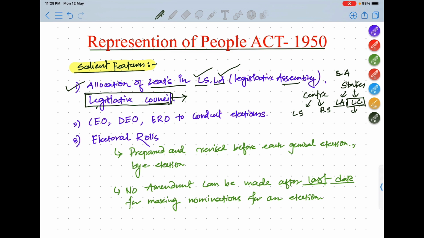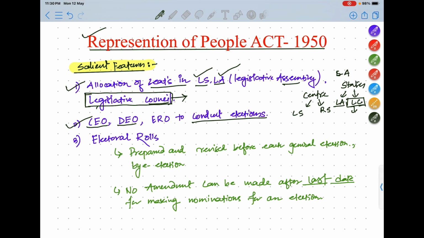see, Representation of People Act also creates posts or gives responsibility to the Chief Electoral Officer, District Electoral Officer, okay, etc. to conduct election. So they are empowered by this Representation of People Act 1950. They work on the basis of Representation of People Act 1950. So in short, I will say RPA Act 1950.